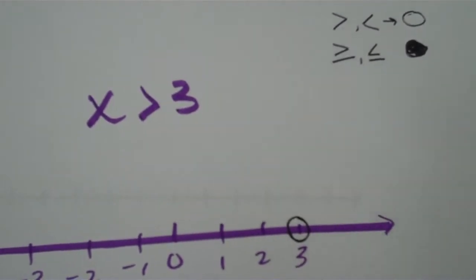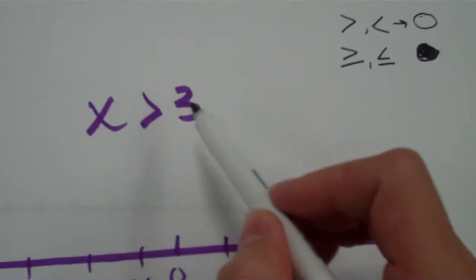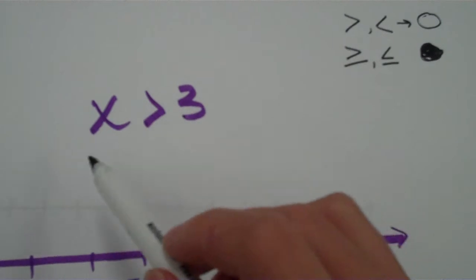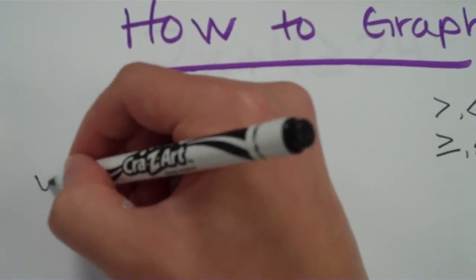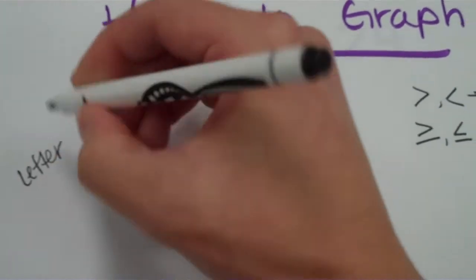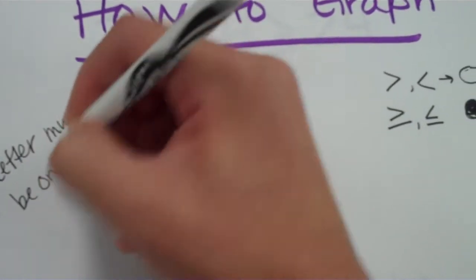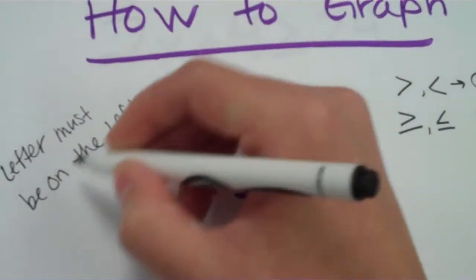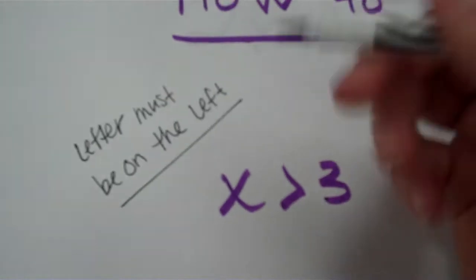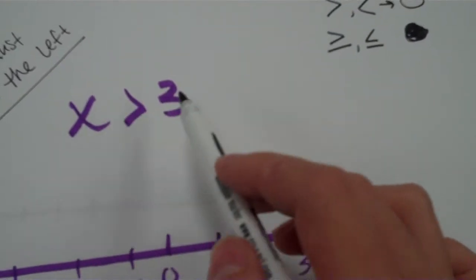Okay? Now here's the part that some people have trouble with, some people don't. X is greater than 3. And what you want to write down here is that the letter must be on the left. Before it didn't really matter, when you're graphing it does. So the letter must be on the left. And if it's not, I'll show you how to do that later. So X is greater than 3.